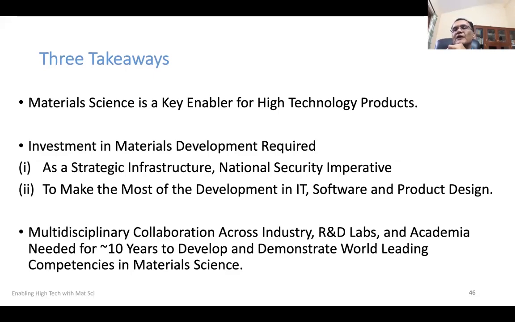And at least in my mind and my colleagues' mind, this is the missing link for India to be a powerhouse in how we can lead through materials and enable differentiated high-tech products. It's not going to be easy. It will involve multidisciplinary collaboration across various segments, and it's going to take at least 10 years. I know several IITs and DRDO labs are working on it, but it will take 10 more years of focused collaboration to have world-leading competencies in material science.